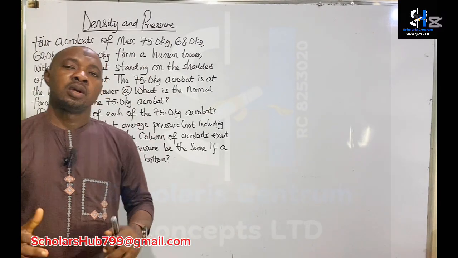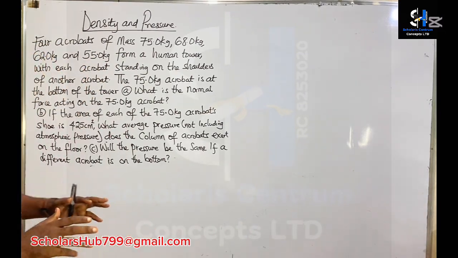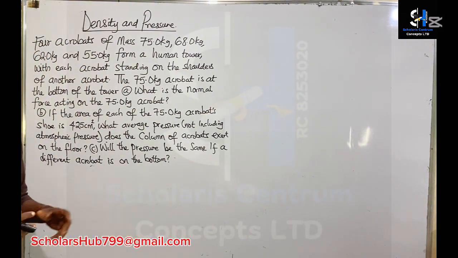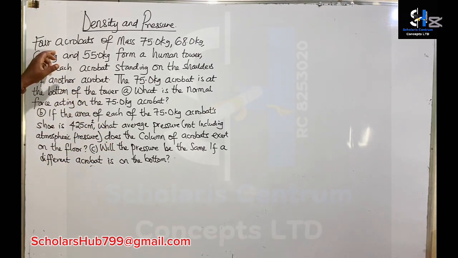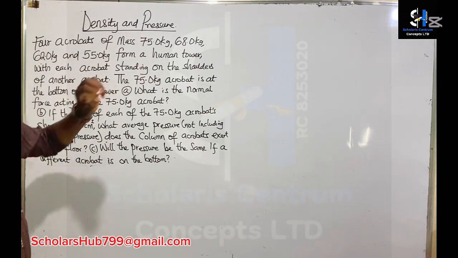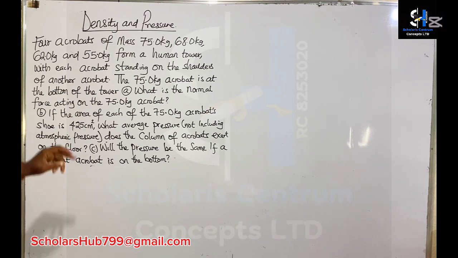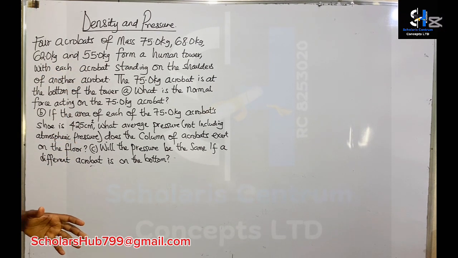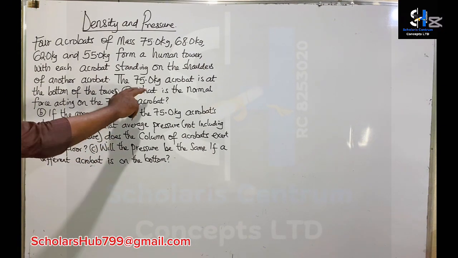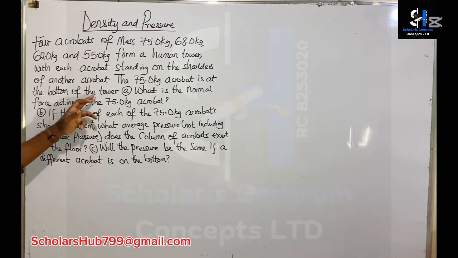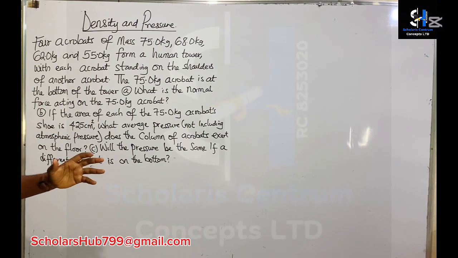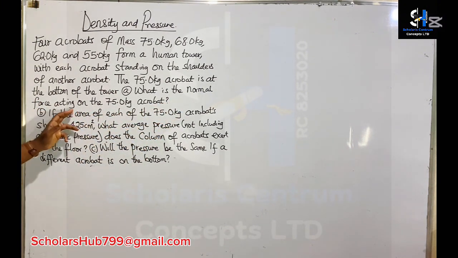Hello viewers, we have another question on density and pressure. The question before us is: four acrobats of mass 75 kilograms, 68 kilograms, 62 kilograms and 55 kilograms form a human tower, with each acrobat standing on the shoulders of another acrobat. The 75 kilogram acrobat is at the bottom of the tower. The first question here is, what is the normal force acting on the 75 kilogram acrobat?